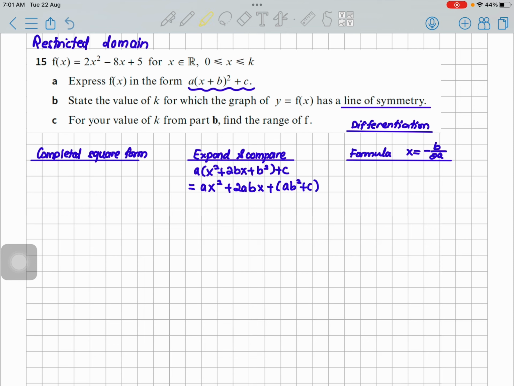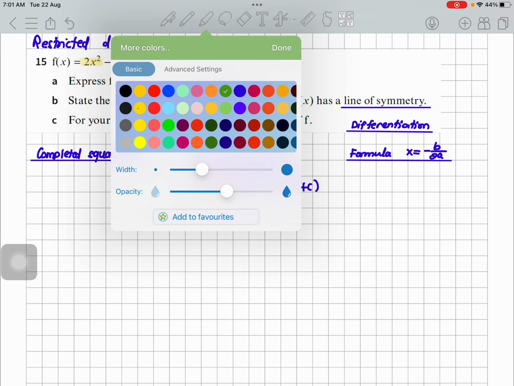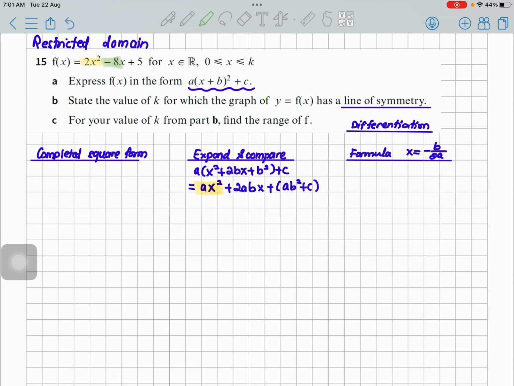Let's compare. Coefficient of x squared is 2, so my a will become 2. Coefficient of my x is negative 8, so 2ab is negative 8 and so on. A is 2, for 2ab equal to negative 8, therefore b is negative 2. So take the a and the b, we substitute here. 8 plus c is equal to 5, therefore our c is minus 3.